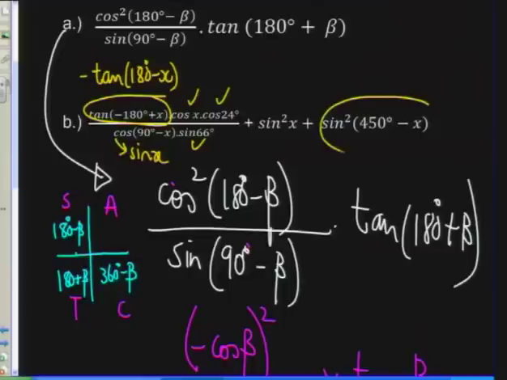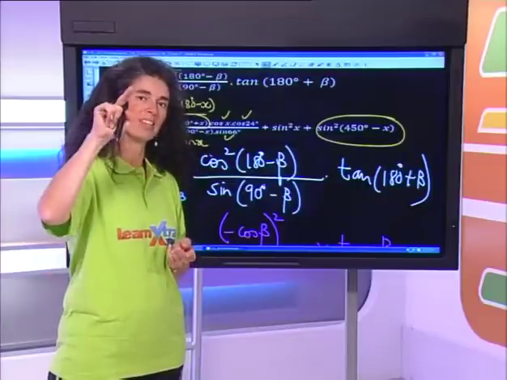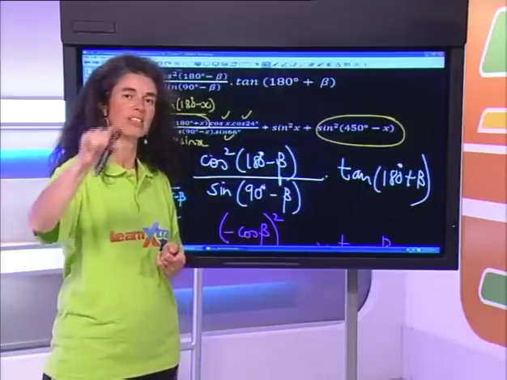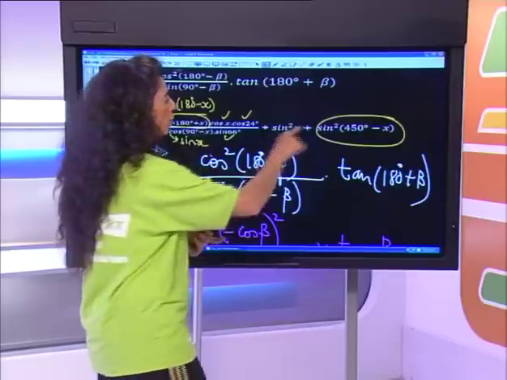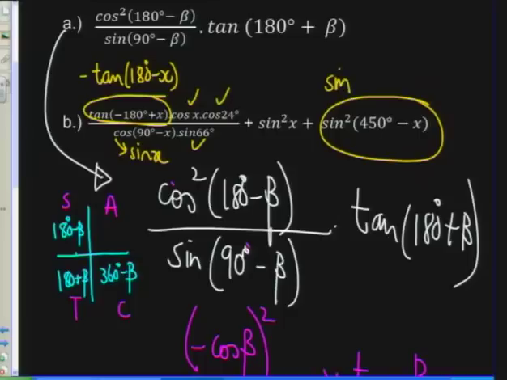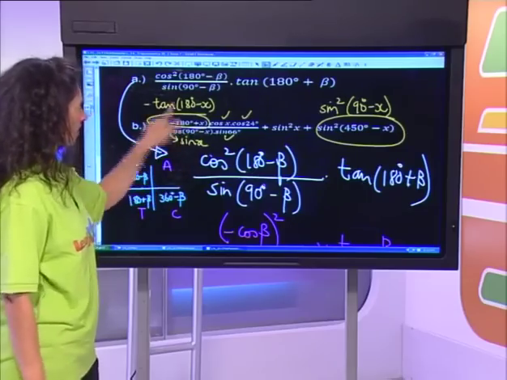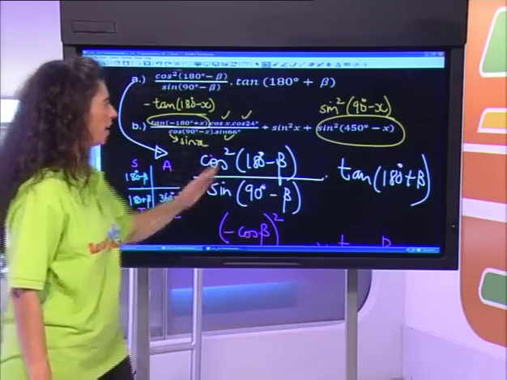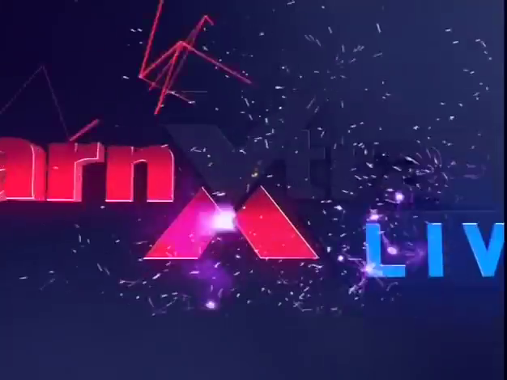What about sine squared of 450 minus x? Anything that's larger than 360 degrees, the terminal ray will be the same ray if you take away 360 degrees from that. So this one's going to be sine squared of 90 minus x. And now that we've got the cofunction, we can work with that cofunction, we can work with that reduction, and we can simplify that.